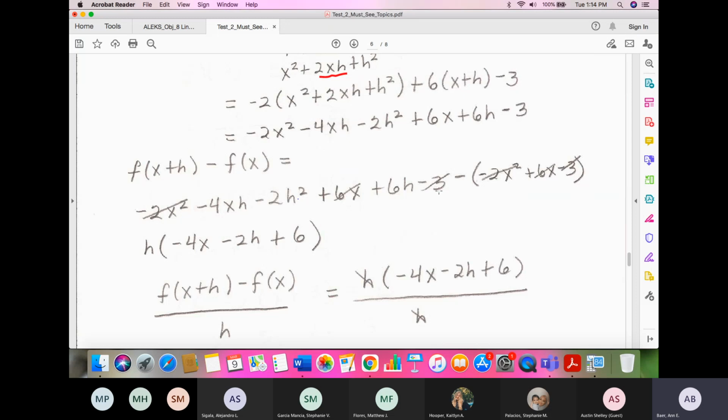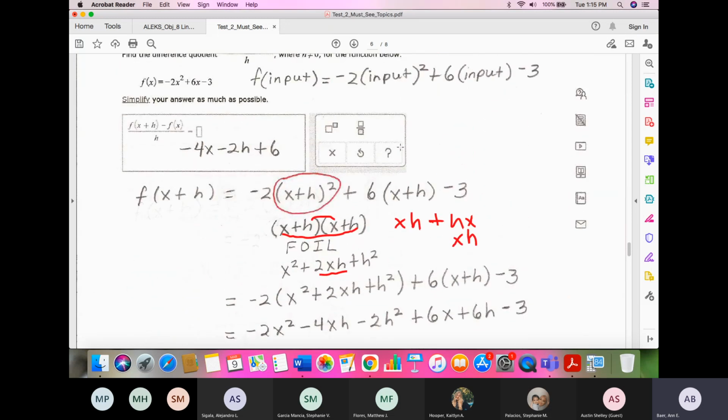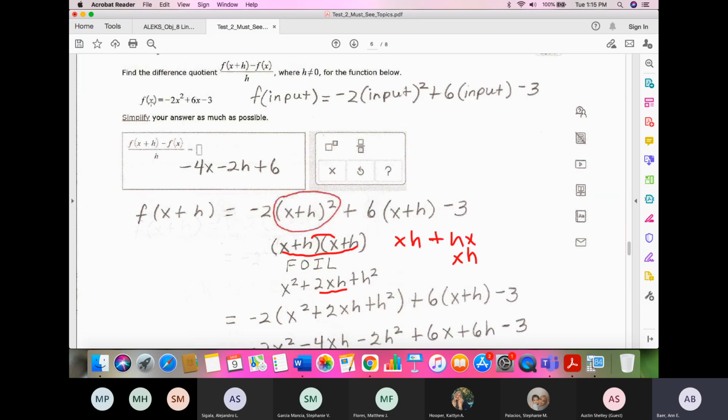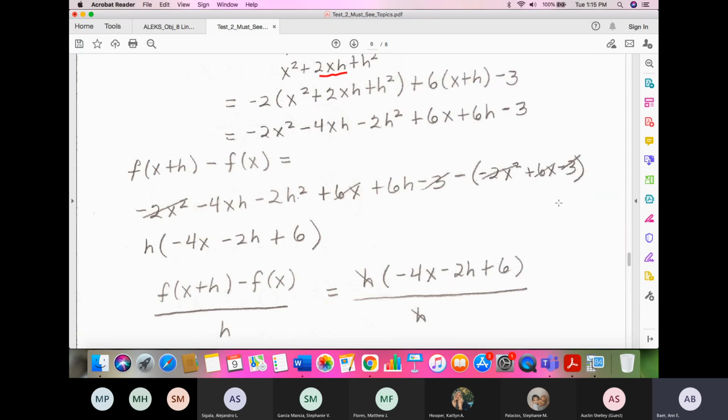It's ending at the negative 3 here. And then we would need to subtract off f of x. What's f of x? F of x is just what's given right here. It's negative 2x squared plus 6x minus 3. So if you take a look here, you can distribute this negative sign all the way through, but it takes a lot more writing though.